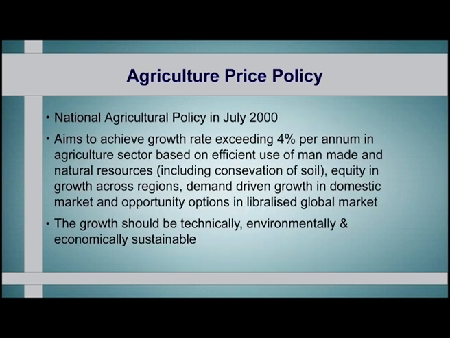In July 2000, the Government of India came out with a National Agriculture Policy. It is a long-term policy for the next 2 decades. It aims to achieve a growth rate exceeding 4% per annum in the agriculture sector based on efficient use of man-made and natural resources, including conservation of soil, equity in growth across regions, demand-driven growth in the domestic market, and opportunity options in a liberalized global market. The growth should be sustainable technically, environmentally, and economically.